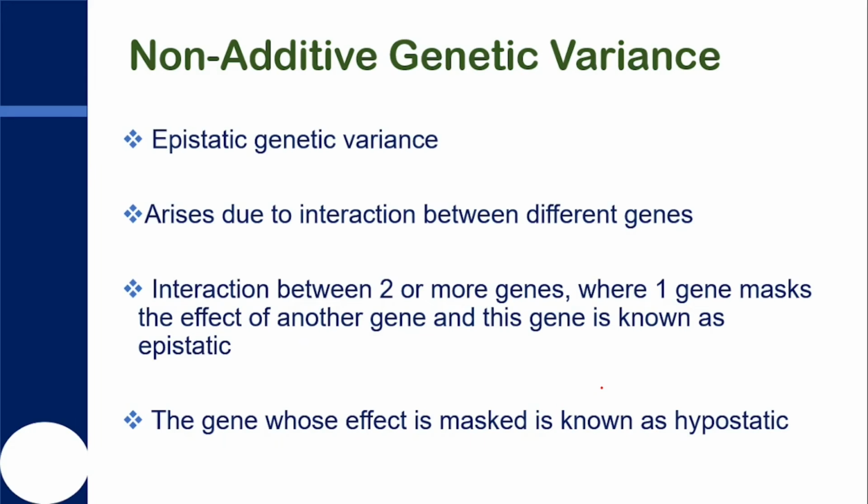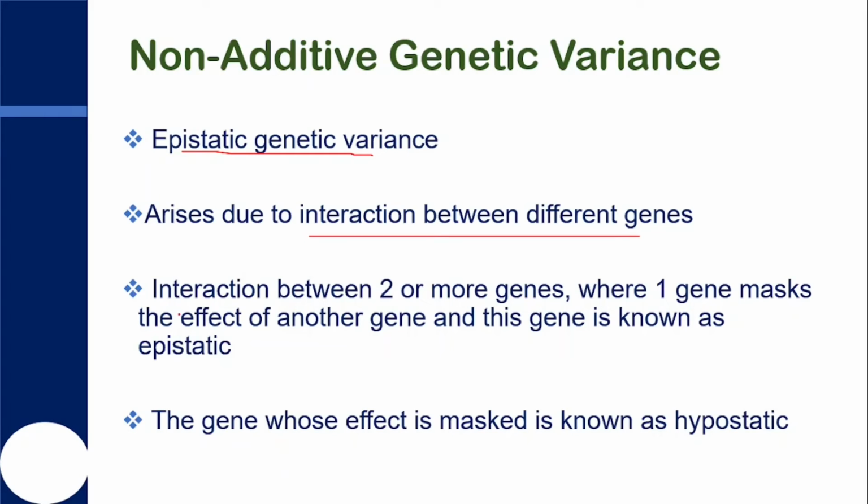So now we will discuss the epistatic genetic variance. Epistatic genetic variance arises due to interaction between different genes. In the case of dominance genetic variance, I said that it was an interaction between the alleles of the same gene. But in the case of epistasis, this interaction is not between the alleles of the same gene, but between different genes.